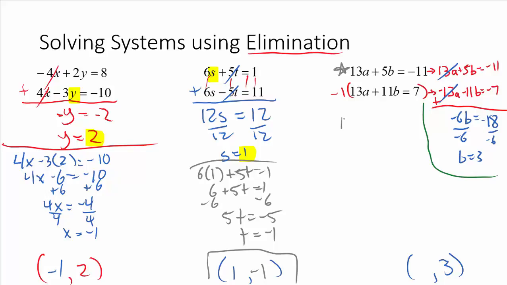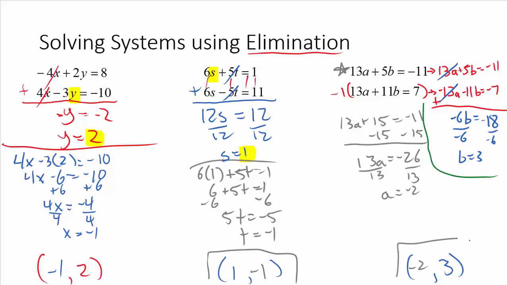We'll get 13a plus, I'm just going to go right to 15 here. 5 times 3 will give me 15 equals -11, and then just like before, we'll solve for the a. So I'm going to subtract. We'll get 13a is equal to -26. Dividing by 13, I should get a is equal to -2. And again, if I check my answer, that should give me an ordered pair that works in both equations.